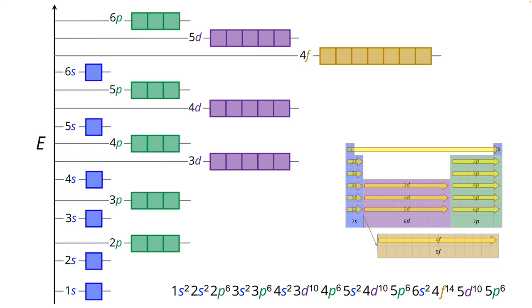Now the seventh row fills out as well. It's not shown here. You can probably guess the pattern by now. It's going to be 7s2, then 5f14, then 6d10, and finally 7p6.